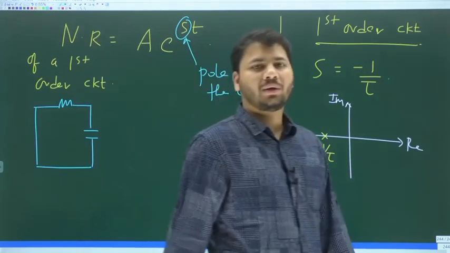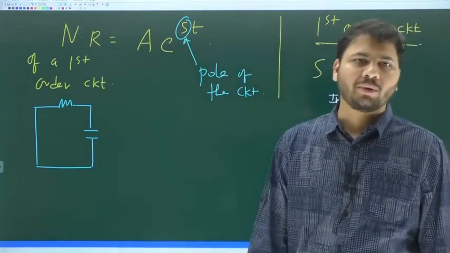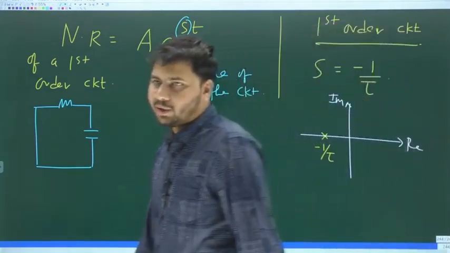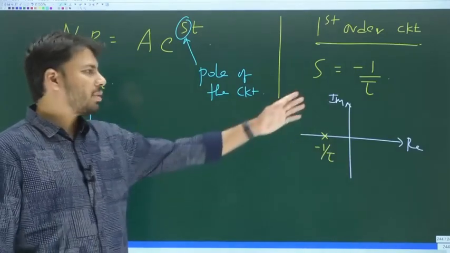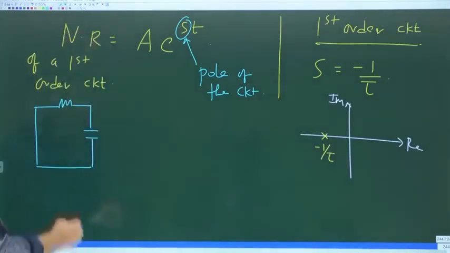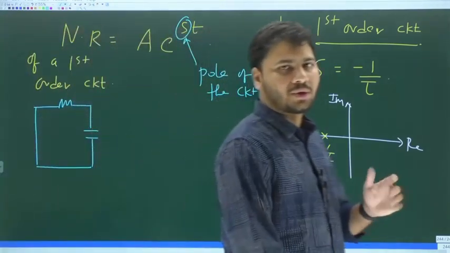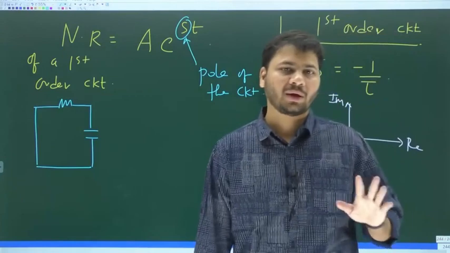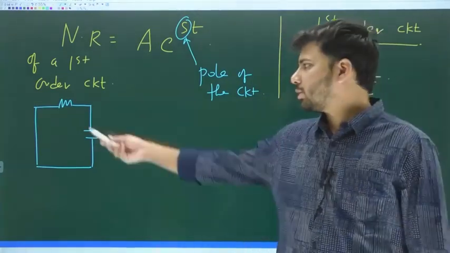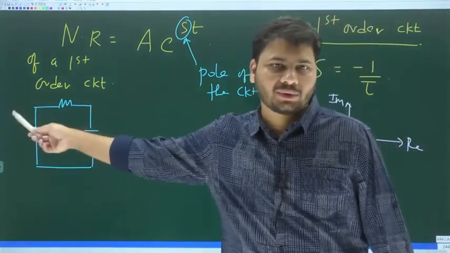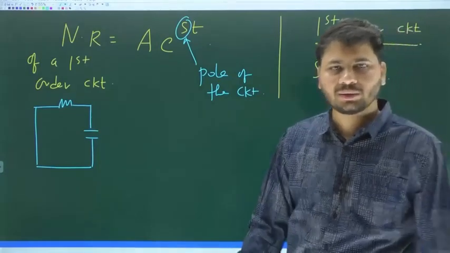What is the way to get the poles of any given circuit? How do you find the poles of any given circuit? For a first order circuit, we can already use this result, but how do you get this result actually? If you are given any circuit, first you make it source free. Usually our RC circuit will be driven by a source. So that source I made it 0.